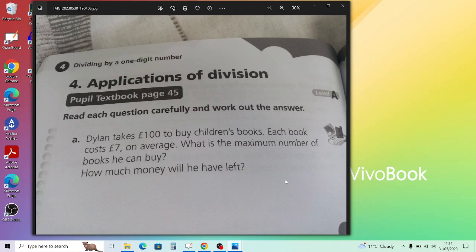Level B, 6.1. 34 people go boating. Each large boat can take 6 people to hire, and each small boat can take 4 people. How many of each boat should they hire to spend a minimum amount of money? Okay, so 34 pupils go boating. For the minimum amount, first you need to work out which is better. If you put 4 people on each boat, that's around £3 per boat.